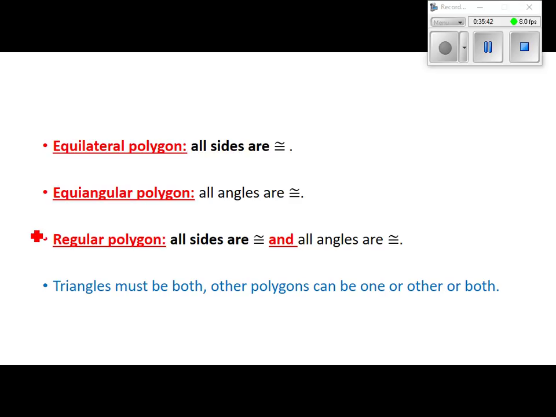Anybody remember now, if a shape's got all the same sides and all the same angles, what it's called? It's regular. Now, we didn't call triangles that because triangles, again, were special. They had a special name. What was a triangle called that had all the sides the same and all the angles the same? Equilateral, equal angular. Could we have called it a regular triangle?